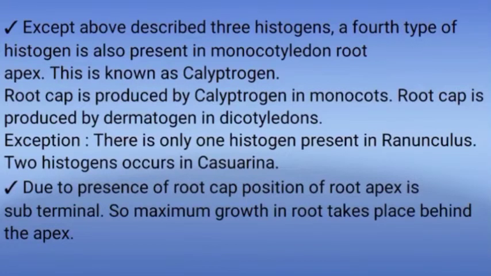Exception: there is only one histogen present in Ranunculus. Two histogens occur in Casuarina. Due to the presence of root cap, the position of root apex is subterminal. So maximum growth in root takes place behind the root apex.